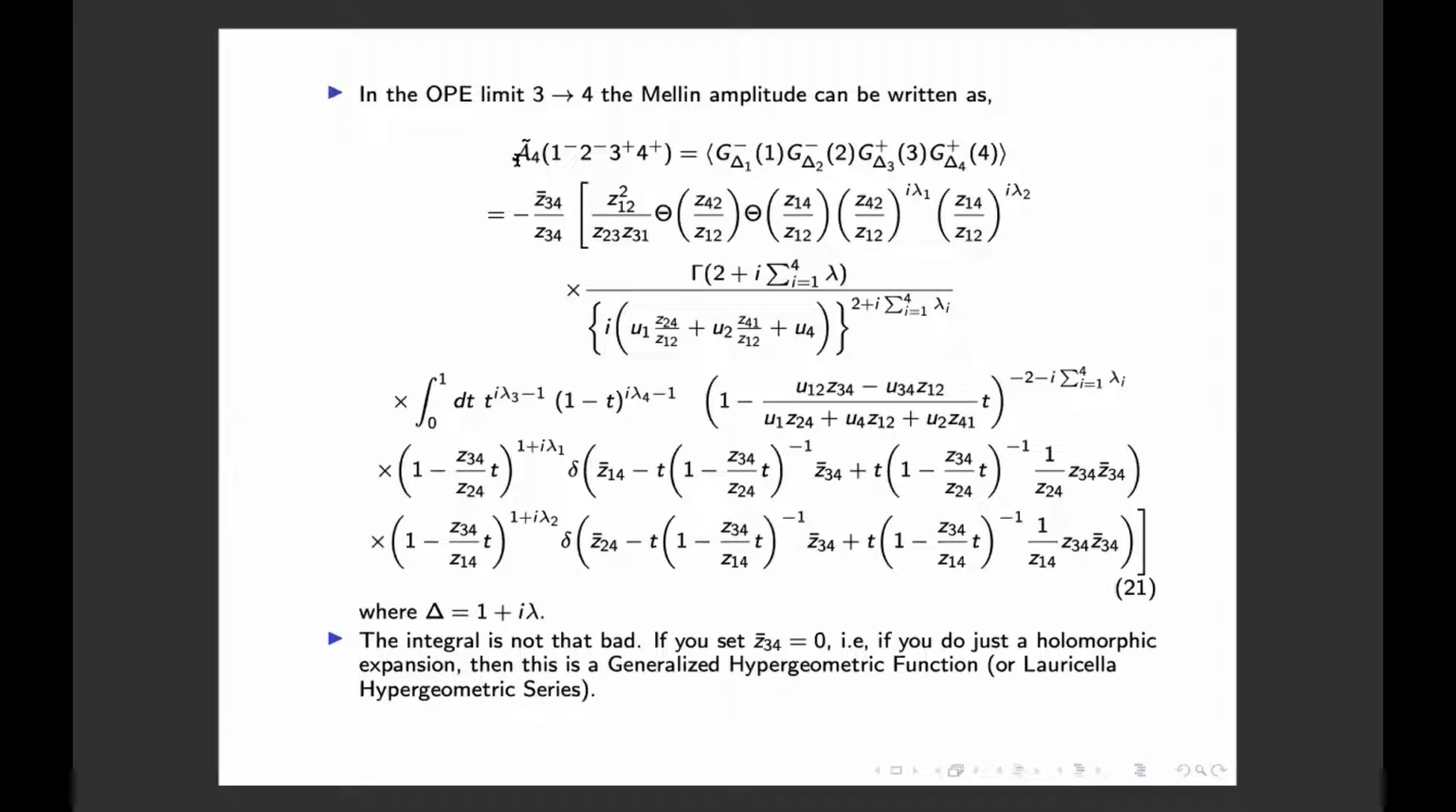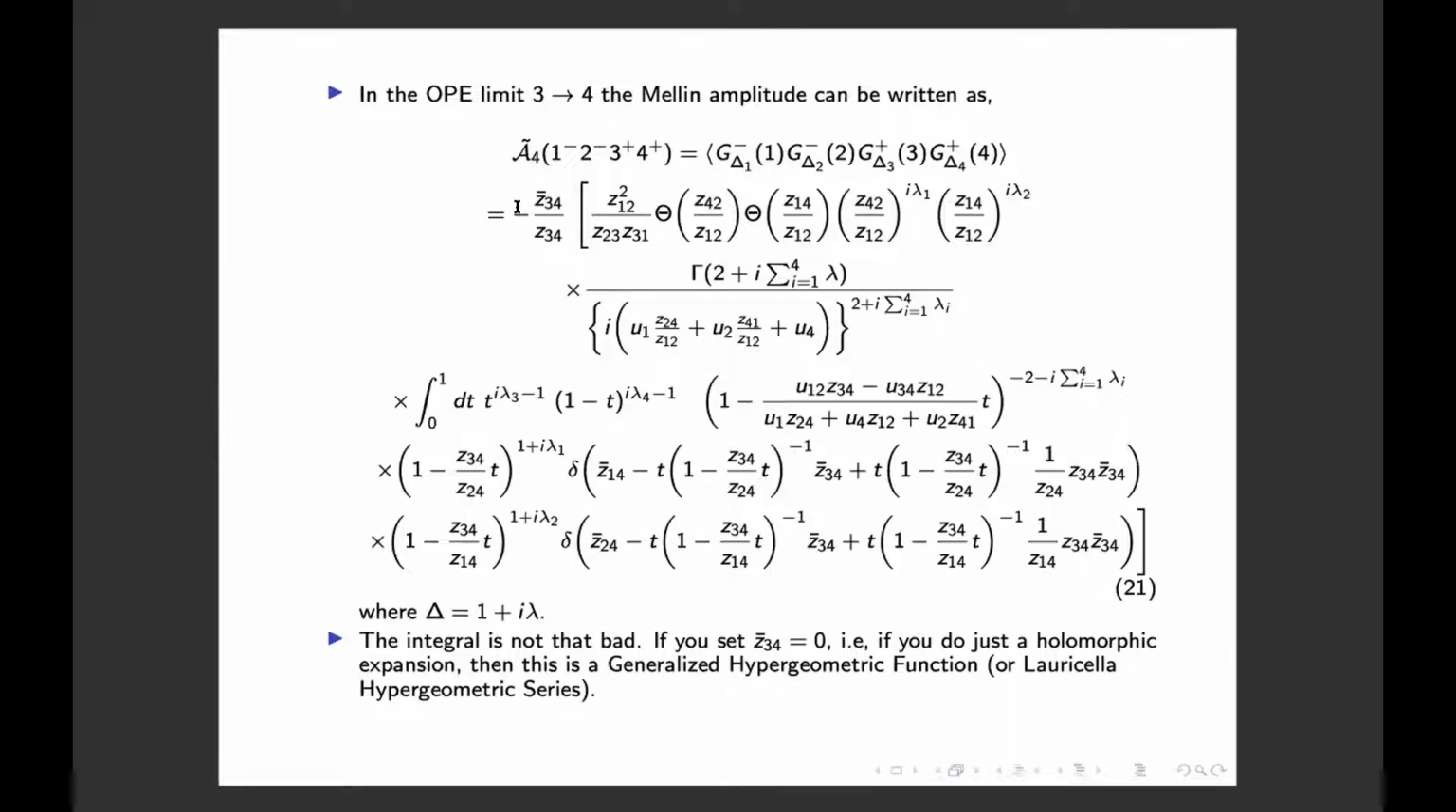Okay, so this A tilde 4 is the Mellin transform of the A4, and I have written it in terms of this G delta 1, delta 2, delta 3, delta 4. These are the gravitons, and this is now given by this integral expression like this.